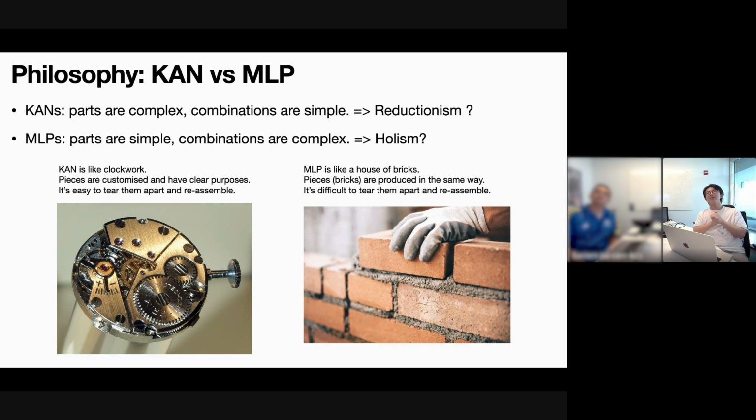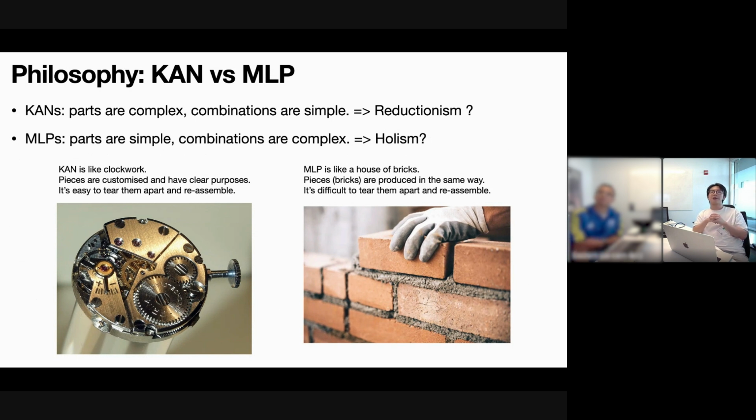So MLPs are more aligned with the philosophy called holism. That is, each individual part is not interpretable, is not that important. What matters is the connection between these individual parts. These individual parts are complex. However, KANs are more aligned with reductionism. That is, we believe that we can tear apart complicated stuff into individual parts. And the way we tear them apart can be very simple, although the individual parts can still be complicated.